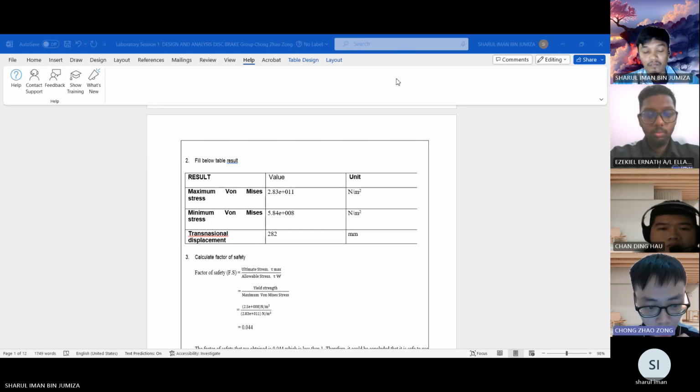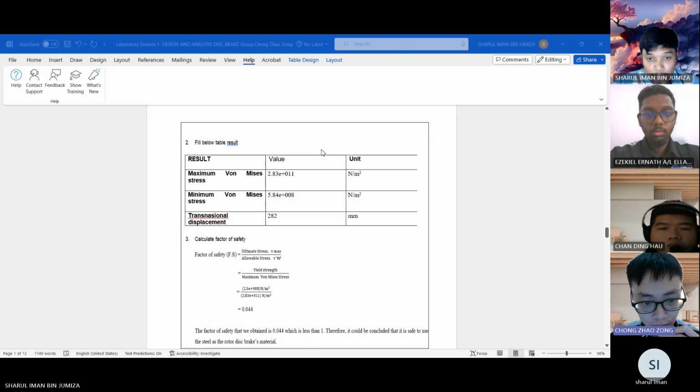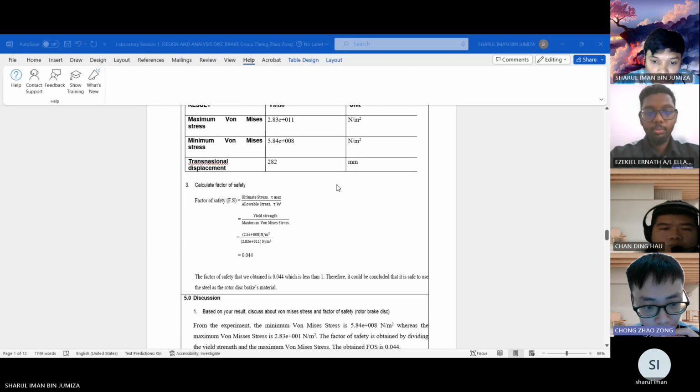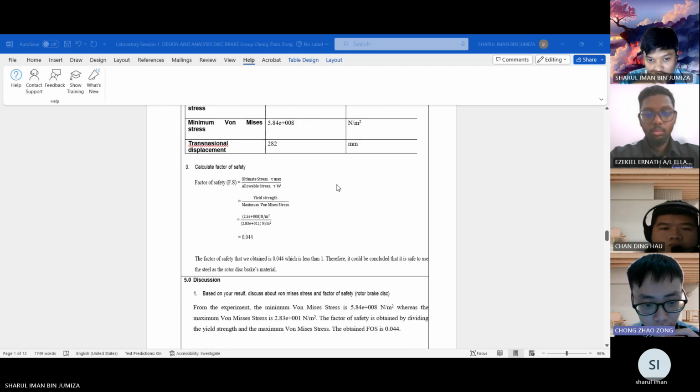Hello everyone, my name is Zhao. My metric number is B09211048. And today I would like to present the calculation of the factor of safety. The formula of factor of safety is the ultimate strength divided by the allowable stress, which is also equal to the yield strength divided by the maximum von Mises stress. Just now we got the yield strength value for the steel is 2.5E+08 Newton per meter square, and the maximum von Mises stress value is 2.83E+11 Newton per meter square, which gives 0.044. So the factor of safety that we obtain is 0.044, which is less than 1. Therefore, it could be concluded that it is safe to use the steel as the rotor disc material.